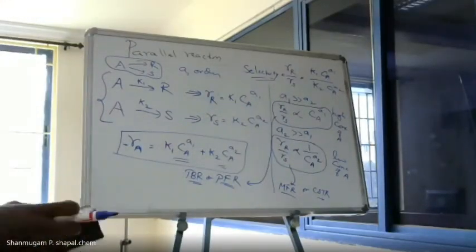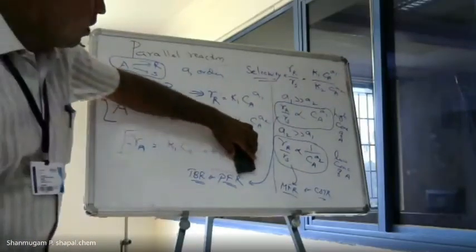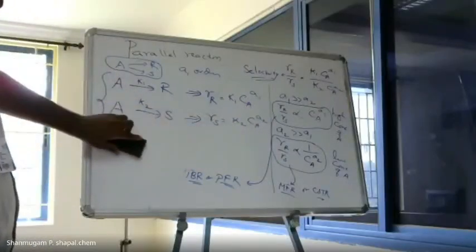If A1 equal to A2, then what will happen? If A1 equals A2, then the selectivity does not depend on the concentration at all.